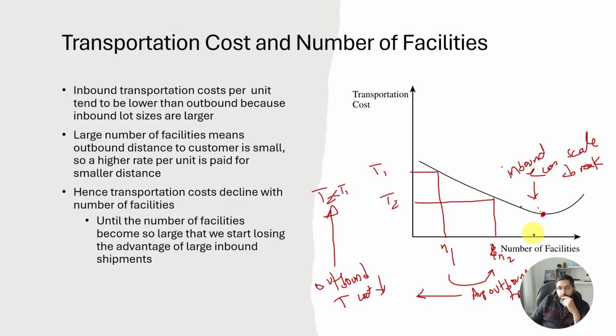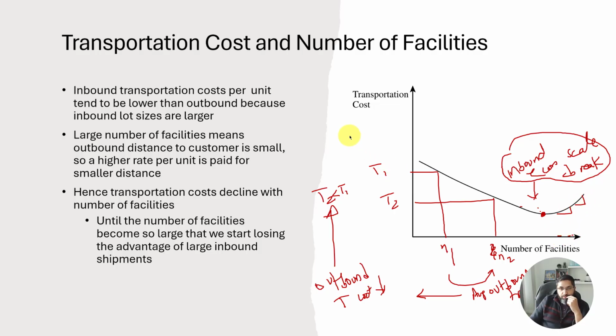And on the outbound side, you're already close to the customer. You're getting a little bit closer, but the advantage is not significant enough to make up for the breakage in inbound economies of scale. So when inbound economies of scale break, your transportation cost starts to increase as you increase the number of facilities.